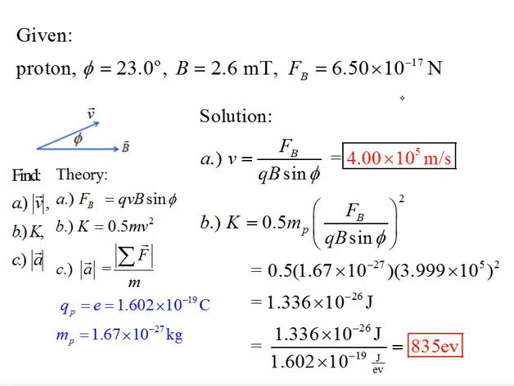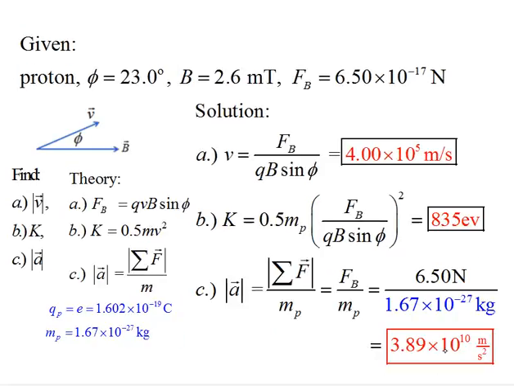If we want to use that velocity to find the kinetic energy, we want to make sure to use one extra significant digit. So when we plug in for velocity in part B, we'll use our 3.99 times 10 to the fifth instead of 4.00, and we'll square that. And we can solve for that in joules, but we are asked for electron volts, and we know that there's 1.602 times 10 to the negative 19, that's our elementary charge, joules per electron volt, and we get 835 electron volts.